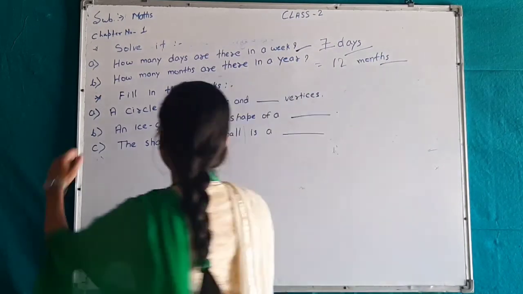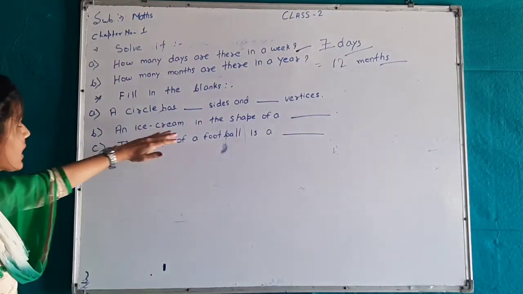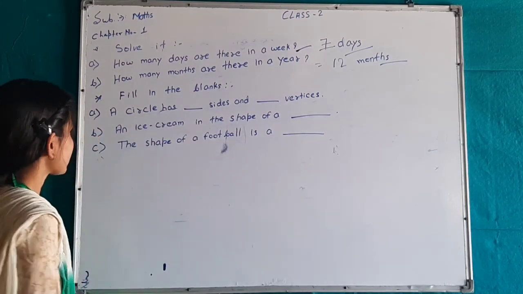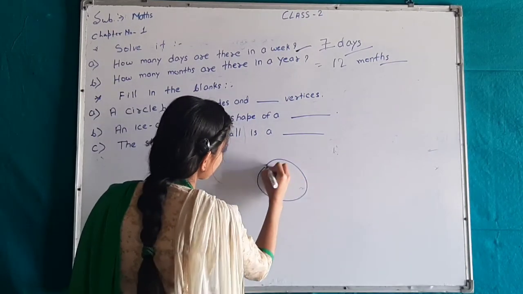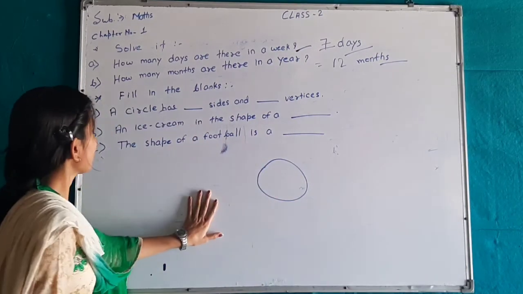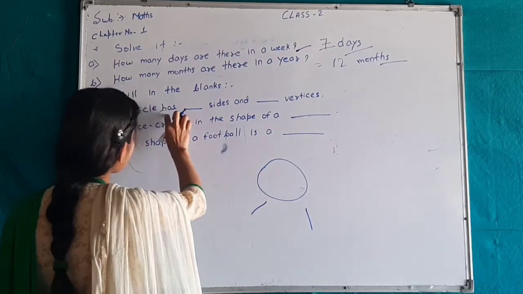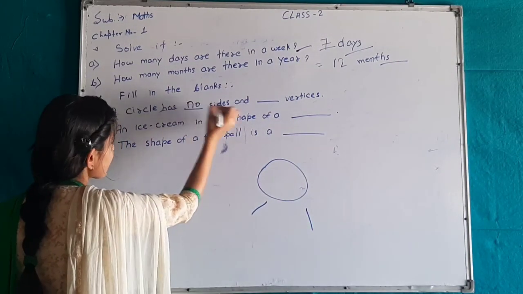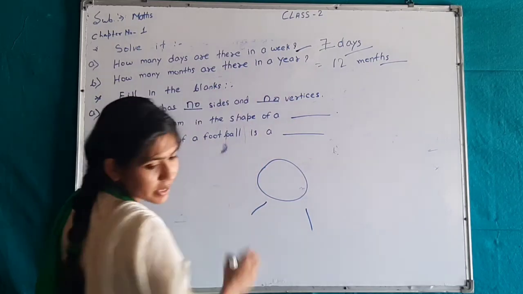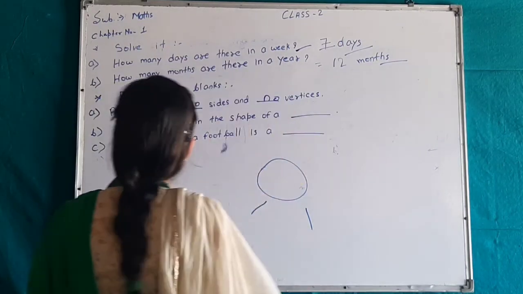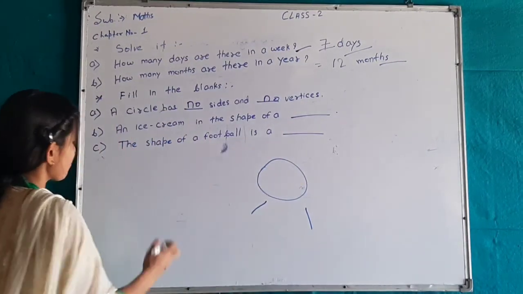And your next question is fill in the blanks. A circle has dash sides and dash vertices. Here is a circle. We know that a circle has no sides and no vertices.